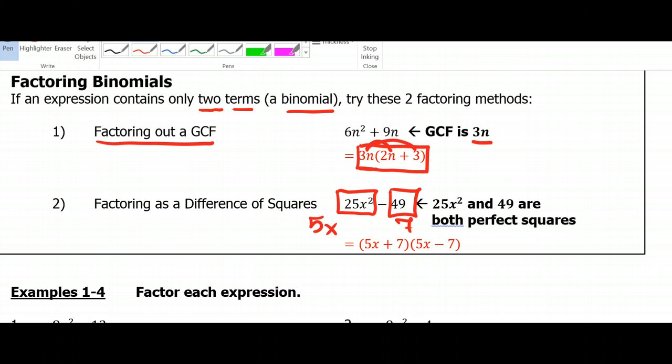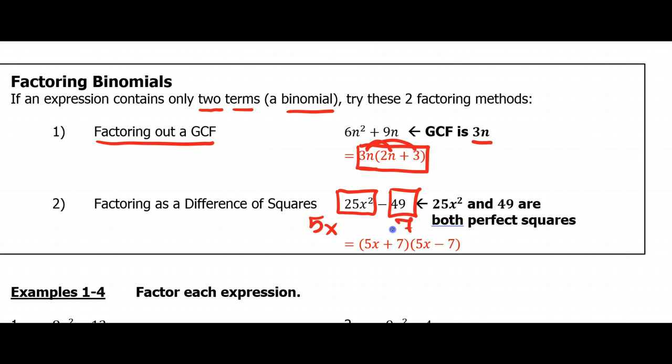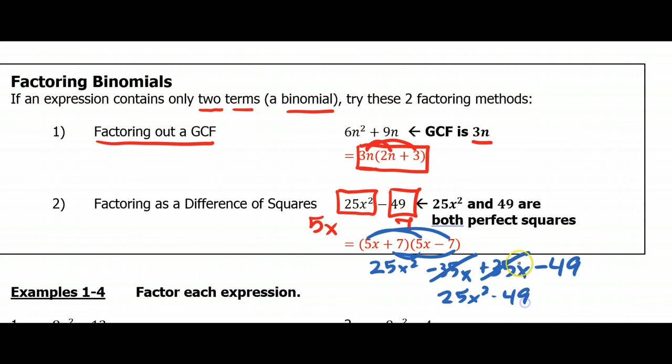Okay, and if I wanted to check myself for that one, I can just FOIL that out. 5x times 5x is 25x squared. 5x times negative 7 is negative 35x. 7 times 5x is plus 35x. And then 7 times negative 7 is negative 49. Your negative 35x and your positive 35x cancel out, and so that's why that works. Okay, you get 25x squared minus 49 when you check that. So this would be the factored form of 25x squared minus 49. Again, that's how you factor a difference of squares.